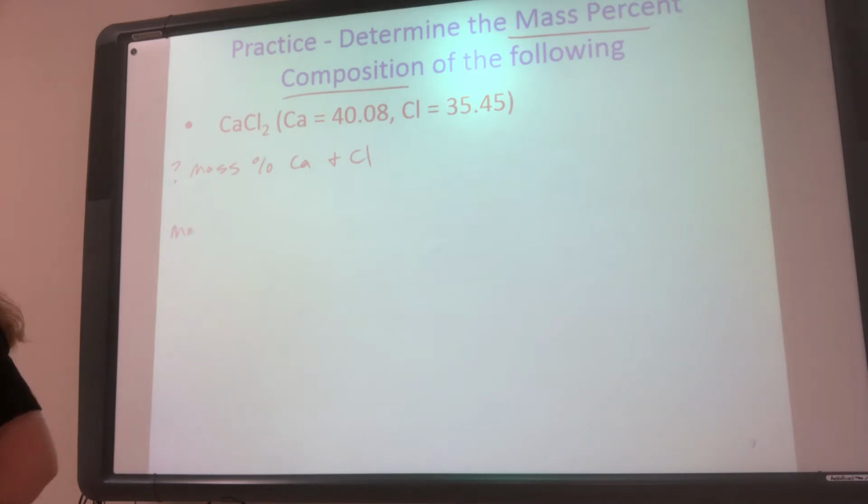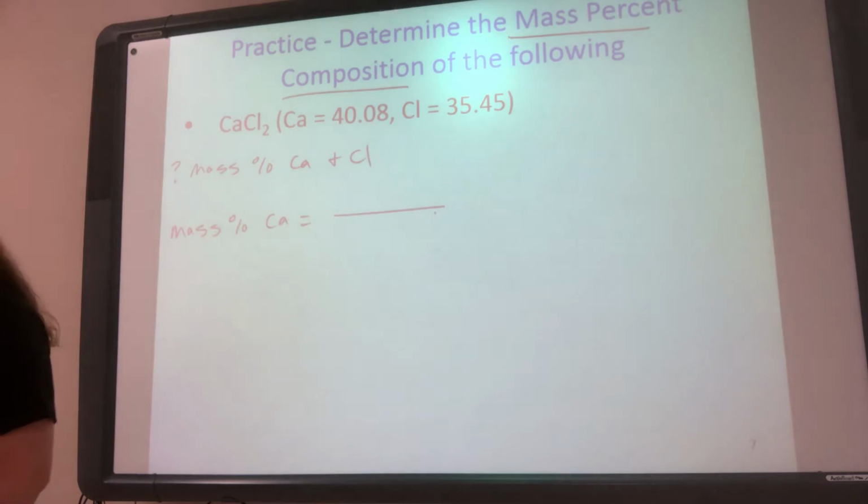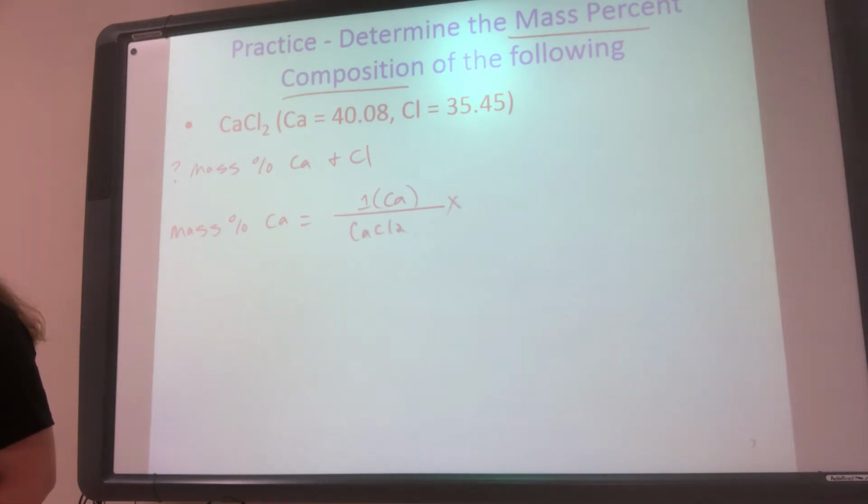So if I want to do the mass percent of Ca, then on top it's got to be the Ca. How many Cas do I have? I only have one Ca in this compound. Divided by the whole thing times 100.